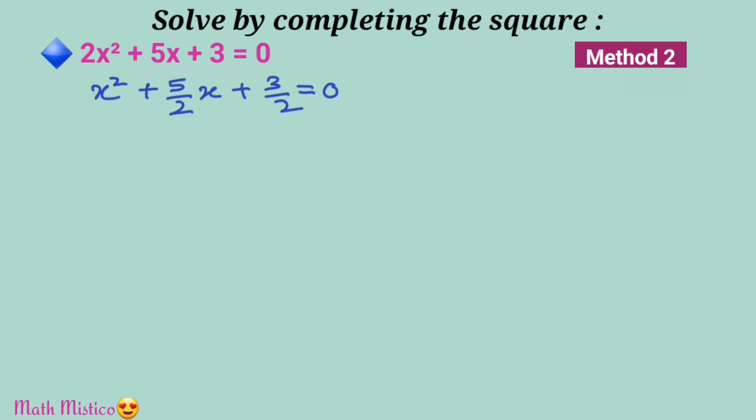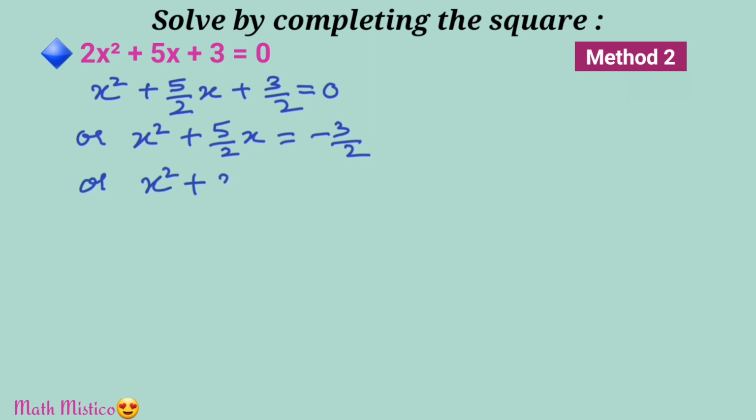So what are we going to do next? Right, we are going to take the constant term to the other side. Therefore, x square plus 5 upon 2x is equal to minus 3 upon 2. Next, we will write LHS in the form a square plus b square plus 2ab. So we have x square plus 2 into x into 5 by 4.